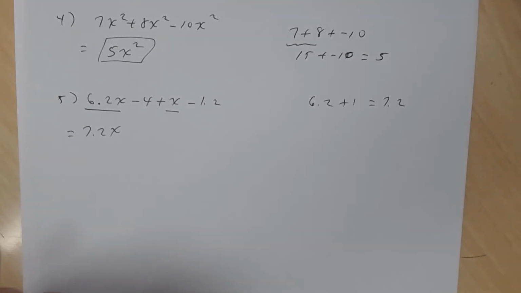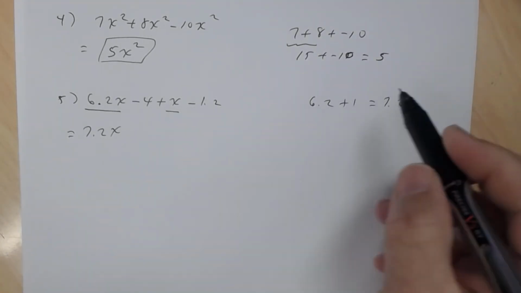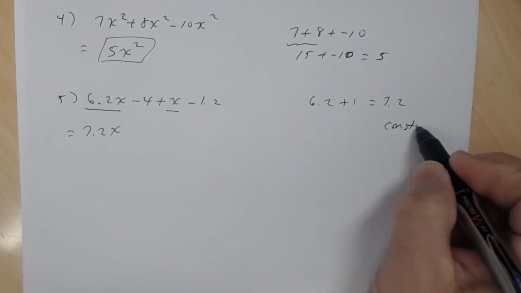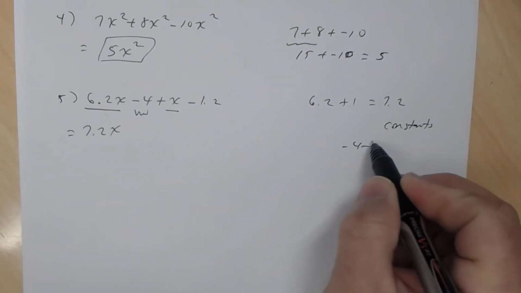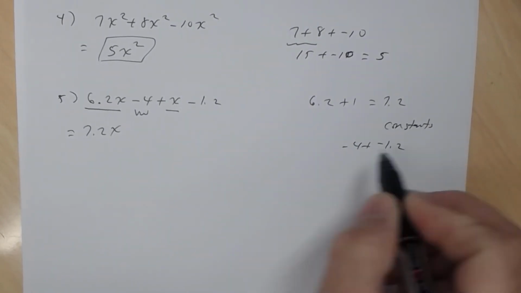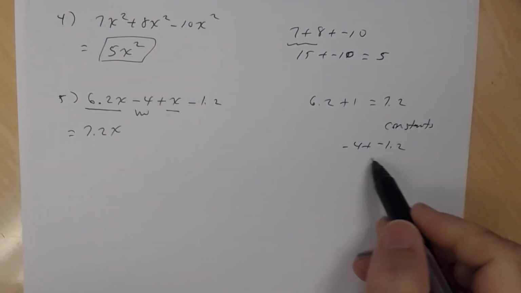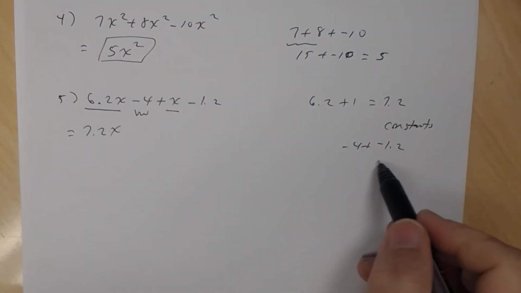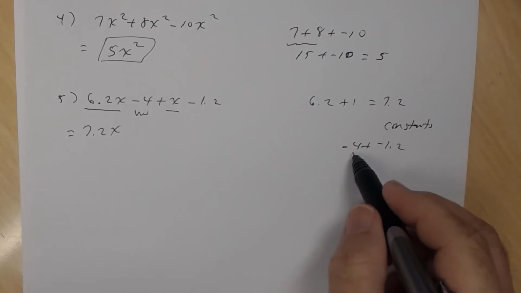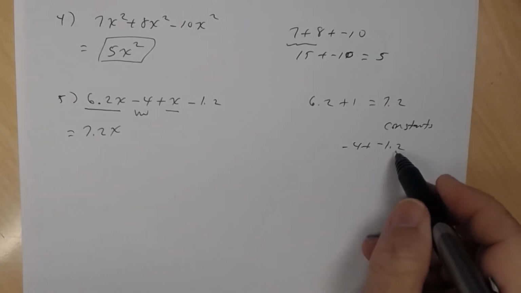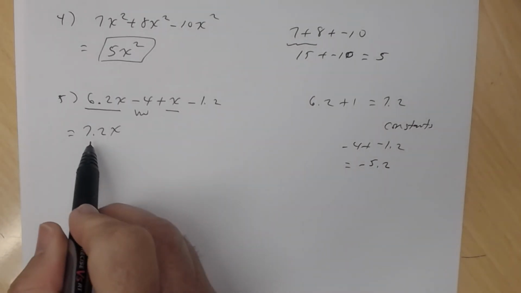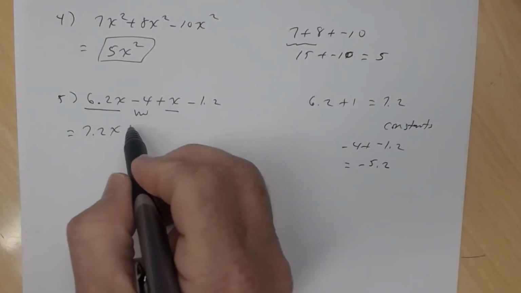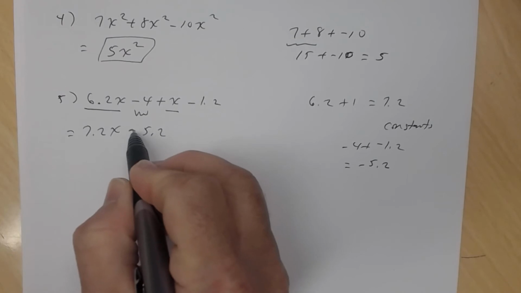That's what that is. All right, now my constants, remember the word constants. So the constants here are negative 4, and I'm adding a negative 1.2. If you don't remember anything about your sign rules, use your calculator. You punch in -4 and then add a -1.2, you're going to get a -5.2. So the answer is going to be 7.2x minus 5.2. So that's the answer.